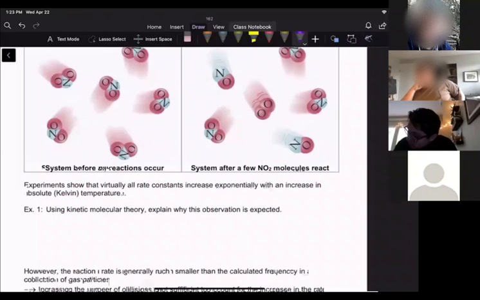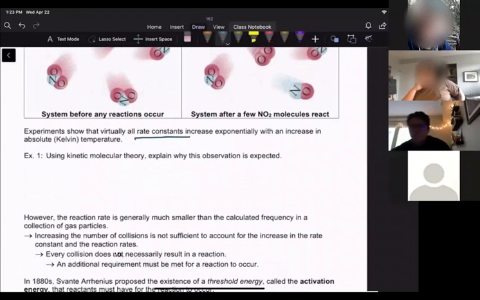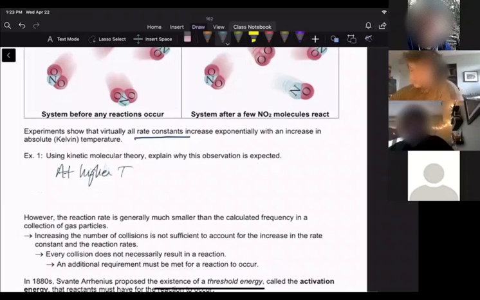In general, our rate constants increase with temperature. So why would that be? Two things that we need. More collisions over time. Yes, but why? So at a higher temperature, how does that affect the speed of molecules? Yeah, molecules are moving faster.